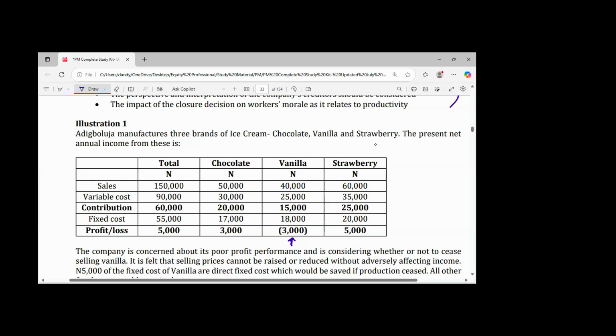So before the final decision is taken, you are expected to carry out the economic analysis by comparing the sales value from vanilla with the relevant cost of making vanilla, whether it will result in positive or negative contribution to the organization. So let's stop sharing this and move to the working notes quickly.